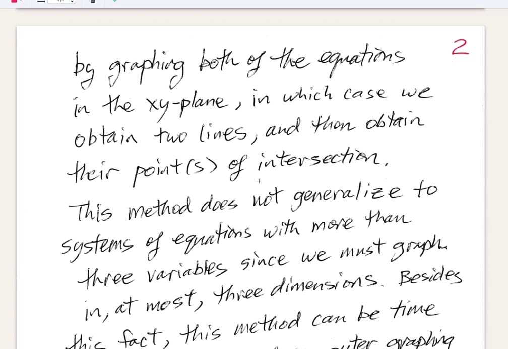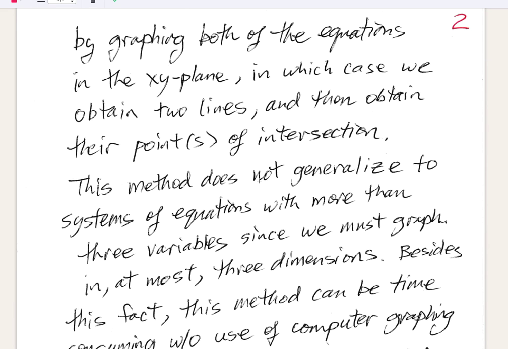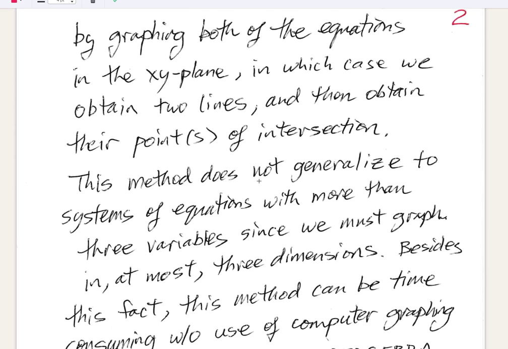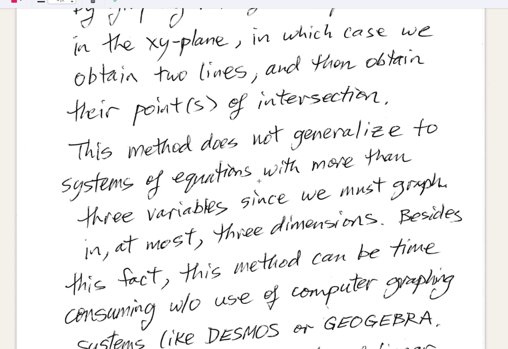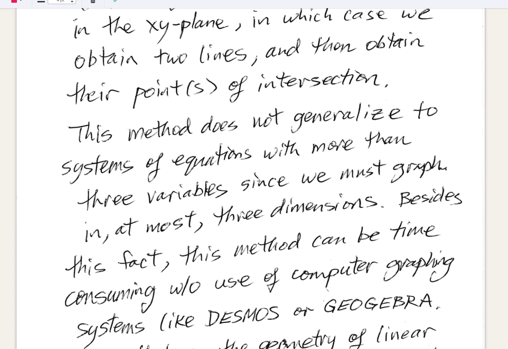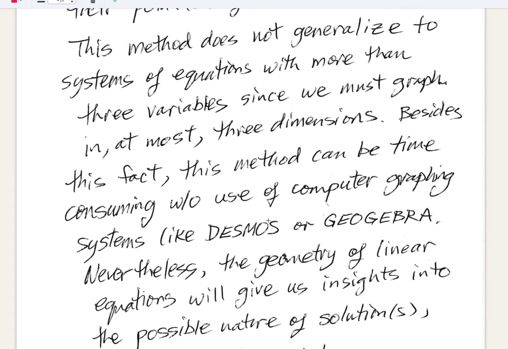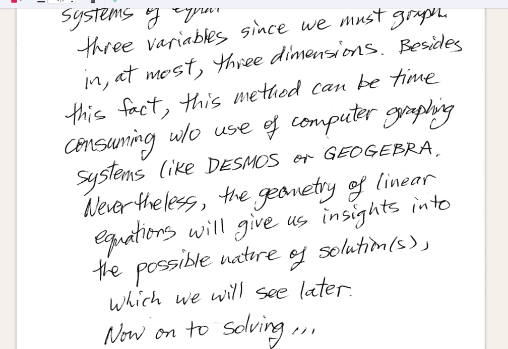I'll just mention here, we're going to be doing more linear equations and more unknowns. And let's start by saying this. This geometric method does not generalize to systems of equations with more than three variables, since we must graph in at most 3 dimensions. Besides this fact, this method can be time-consuming if you're doing it by hand, without the use of computer graphing systems like Desmos or GeoGebra. Nevertheless, the geometry of linear equations will give us insights into the possible nature of solution or solutions, which we will see later.